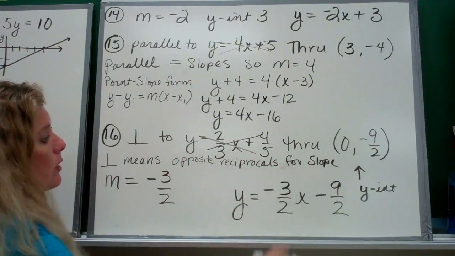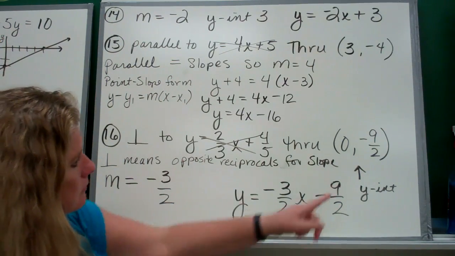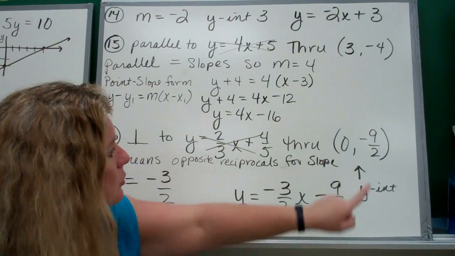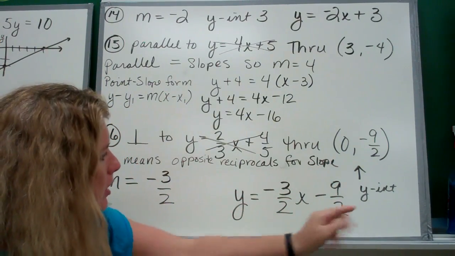I'm done with this equation. Cross it out. Now, looking at the point, Merry Christmas. It is the y-intercept. That is nice. So I'm giving you the slope and the y-intercept, so we plug them in and go.